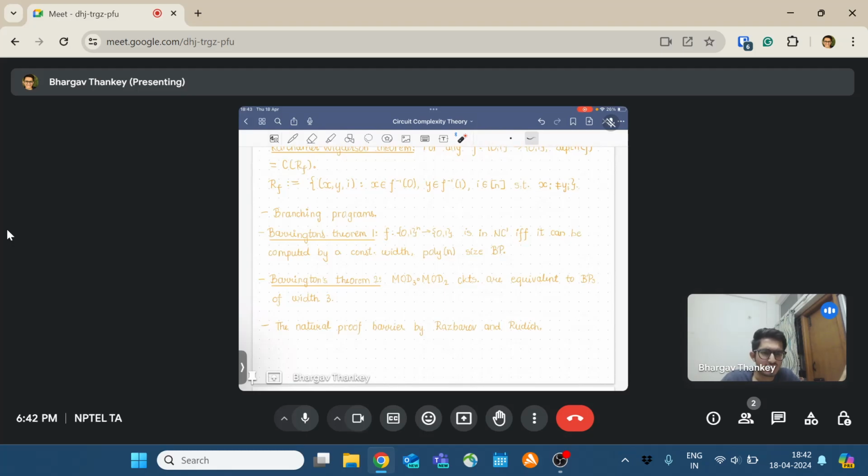Some results which overcome this natural proofs barrier are known in the literature. So this is what we saw throughout the course. And that's all I had for today.